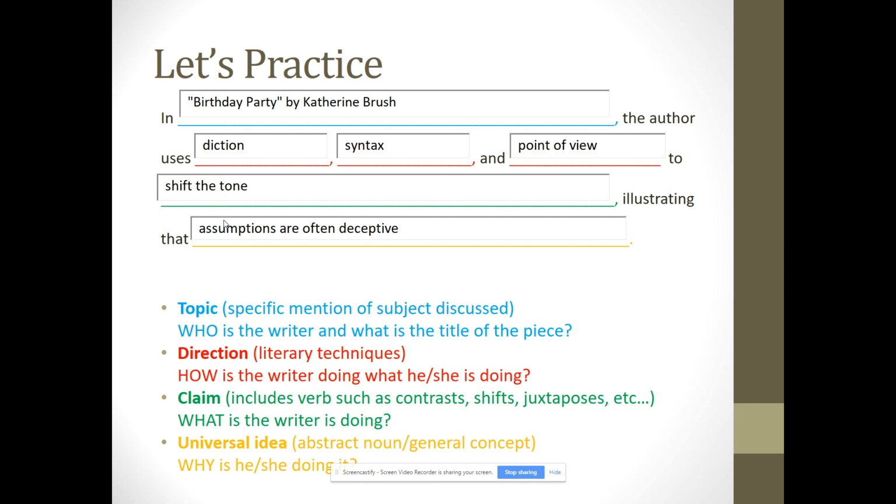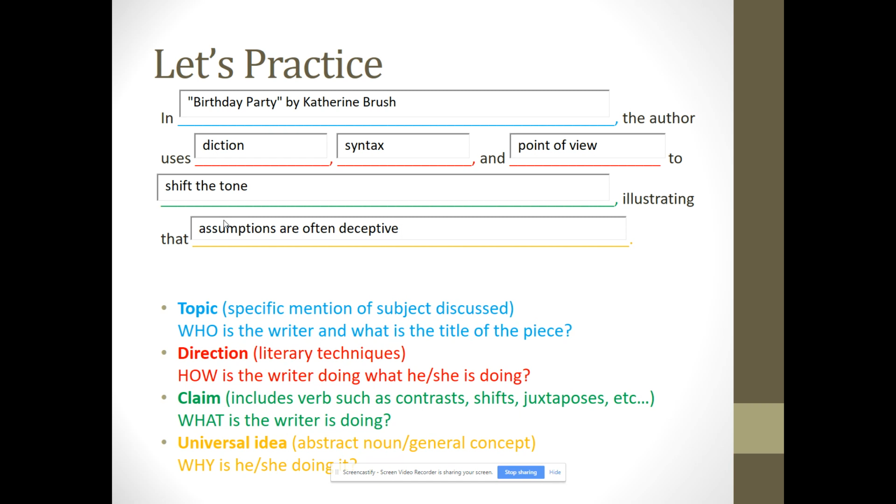Let's stand back and look at this thesis. Although we filled in all the blanks, it could definitely be improved. For instance, look at what we've written in the red blanks: diction, syntax, and point of view. AP readers would not like this list. Simply saying that the author uses diction is a weak thing to say. Diction is simply word choice, and all authors use words. We want a stronger thesis than one that simply claims that the author uses words to get her point across.